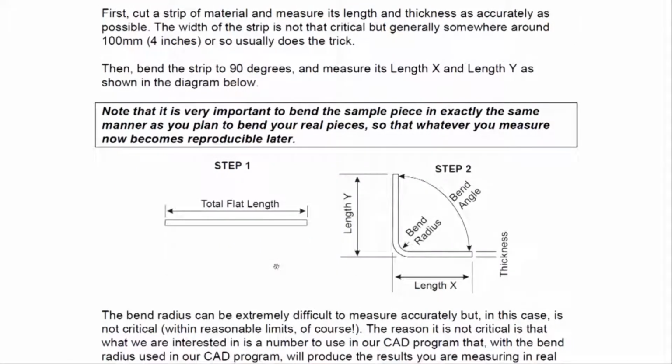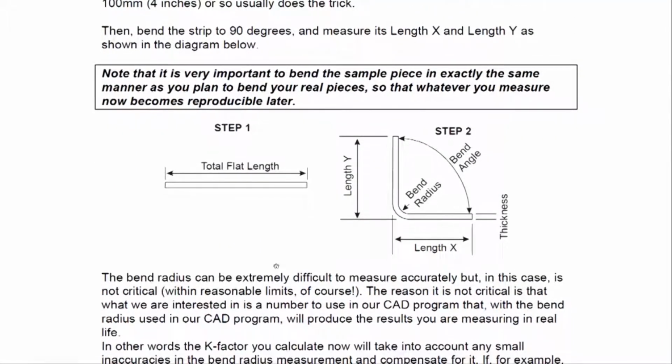As we go down, you see here one more time, I may have repeated, it comes from probably a program called, I think, Bend Works. I do not know which program uses it, but you see the caution everywhere. It is important to bend the sample piece in the same manner as you plan to bend your real pieces, so that whatever you measure now becomes reproducible later. Seen that, no, total flat length versus what you get here.